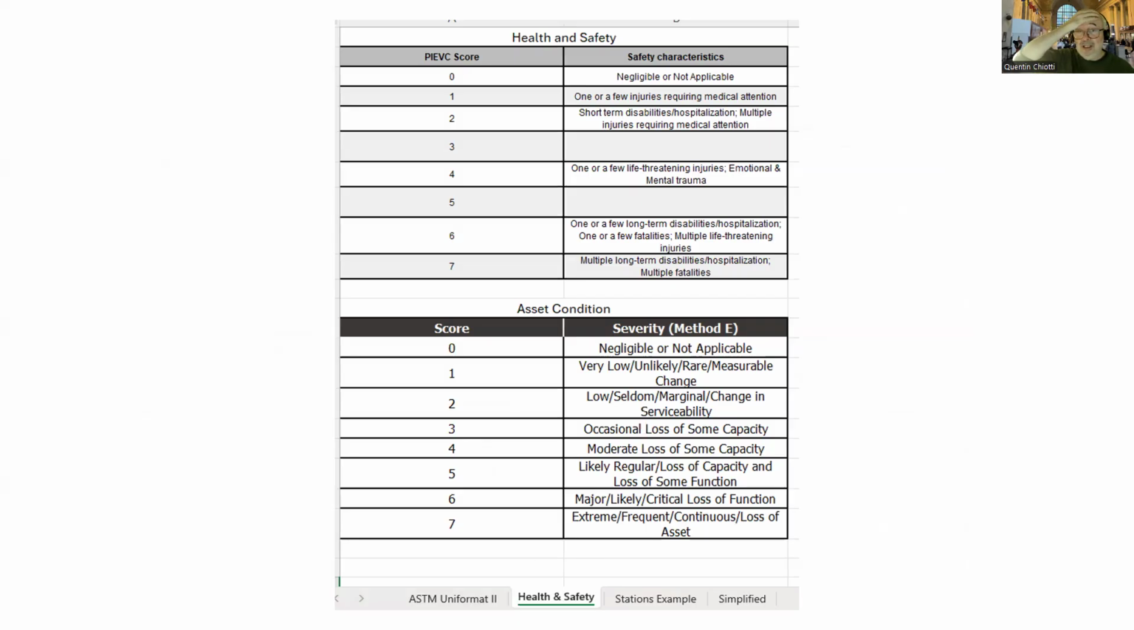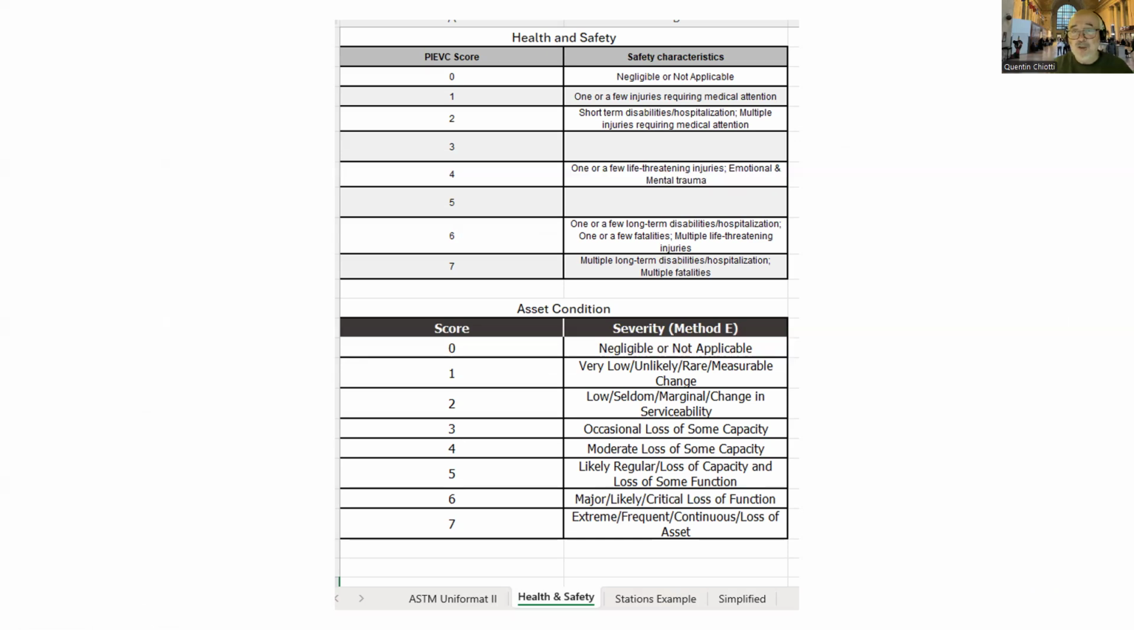In terms of looking at consequence scoring and severity scoring, I've tweaked what was essentially from the PIVC protocol, and it's listed in assignment 1 at the tail end of the Metropolis case study, a variant of that for asset conditions. So if you look at the score from 0 to 7, and you check these terms from very low to extreme, frequent or continuous loss of asset, that's very comparable to what's in the PIVC, right?